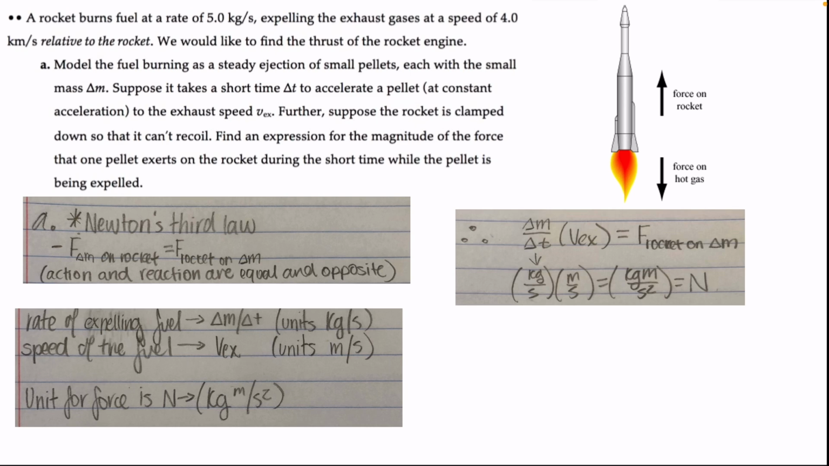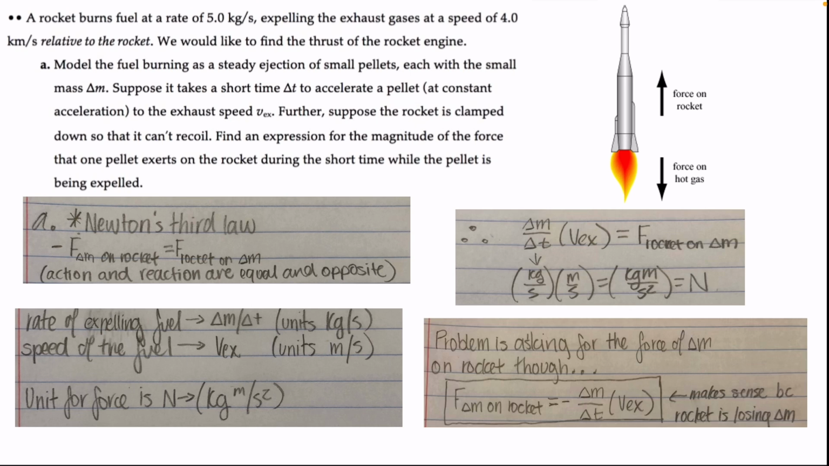But the way I set this up, what I solved for was the force of the rocket on the pellet, and the problem is asking for the force of the pellet on the rocket. So we know through Newton's third law that it's just going to have to be opposite, so I just added a negative. But the negative is honestly super arbitrary, depending on the direction you make your forces. Because the problem gave the speed as positive, which is also kind of arbitrary, I just wanted to indicate that they're going to be opposite. So that's the answer for part A.